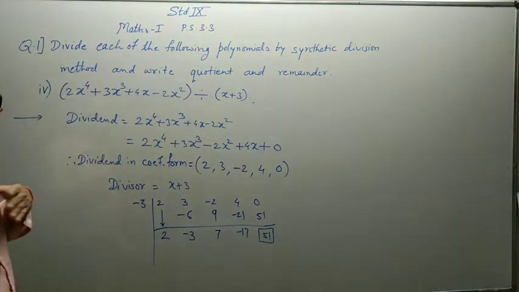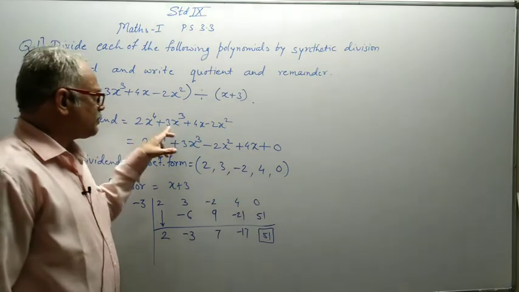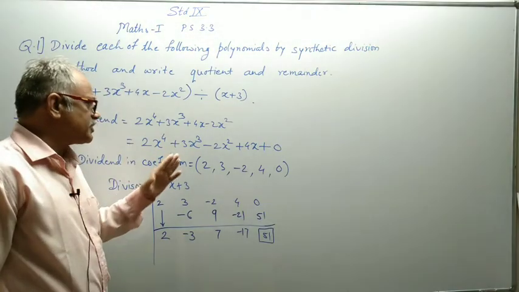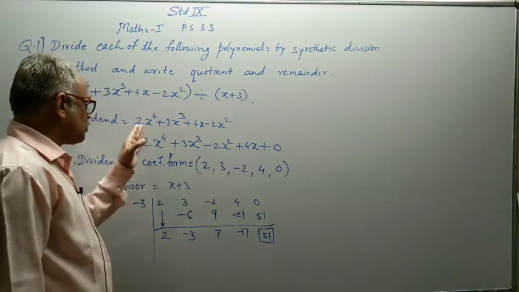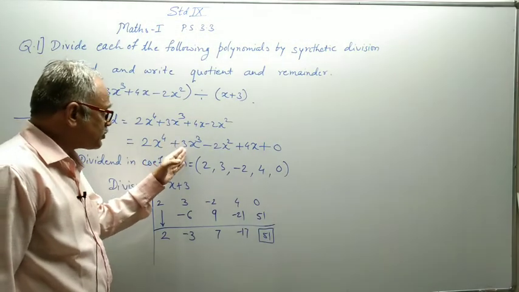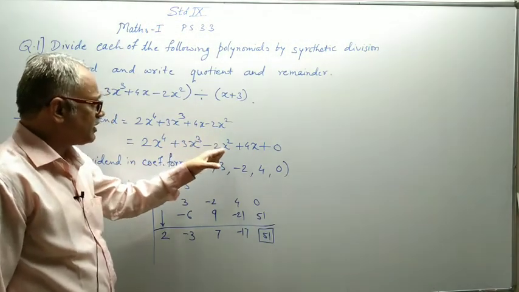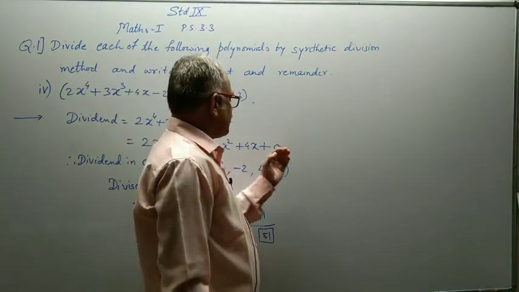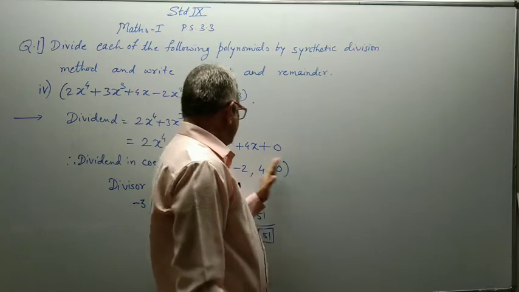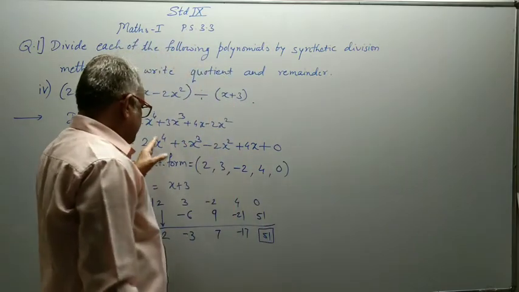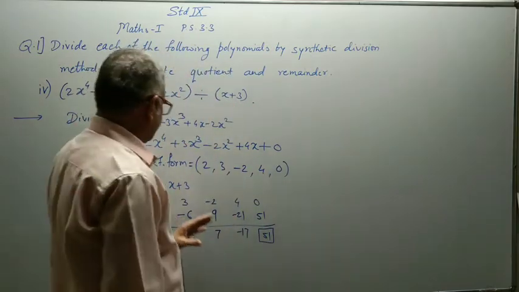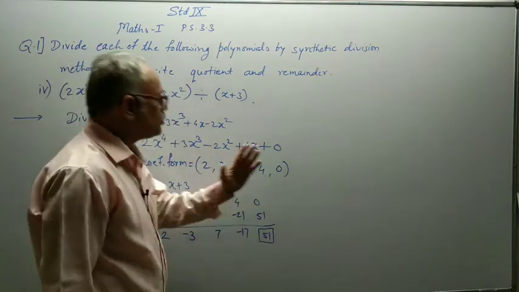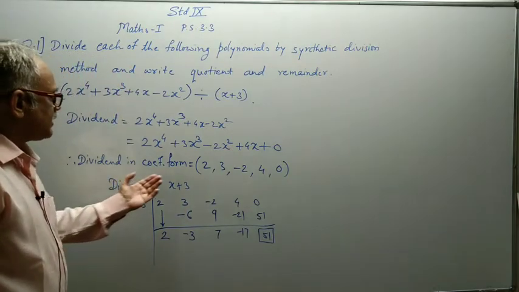Again I will explain. The dividend is given as 2x raised to 4 plus 3x cube plus 4x minus 2x square. First write it in proper sequence along with the constant term: 2x raised to 4 plus 3x cube, then the x square term minus 2x square, then the x term plus 4x plus the constant term, which must be written. If you do not write this 0, then the meaning will change. If the degree is 4, there must be 5 terms. Then write the coefficients 2, 3, minus 2, 4, 0. The divisor is x plus 3.